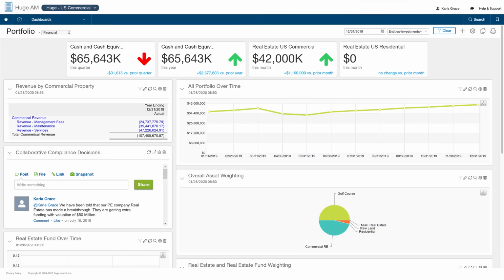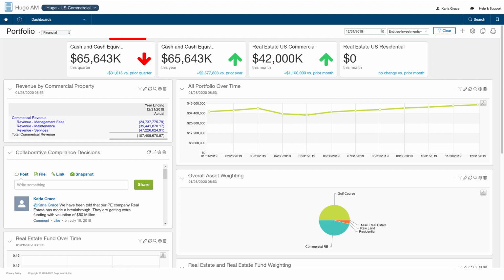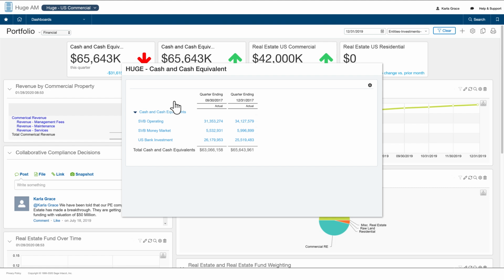We start with a built-in role-based dashboard that instantly captures financial information from across the business. In the dashboard view of the U.S. Commercial Fund, we instantly see the latest financial and operational analysis in key performance indicators. We can see that cash is down versus prior quarter, but up versus prior year. Drilling down into the data, we instantly see the transactions driving that metric. Getting to underlying data right inside the system of record is a key component to staying GAAP compliant and surviving an audit.